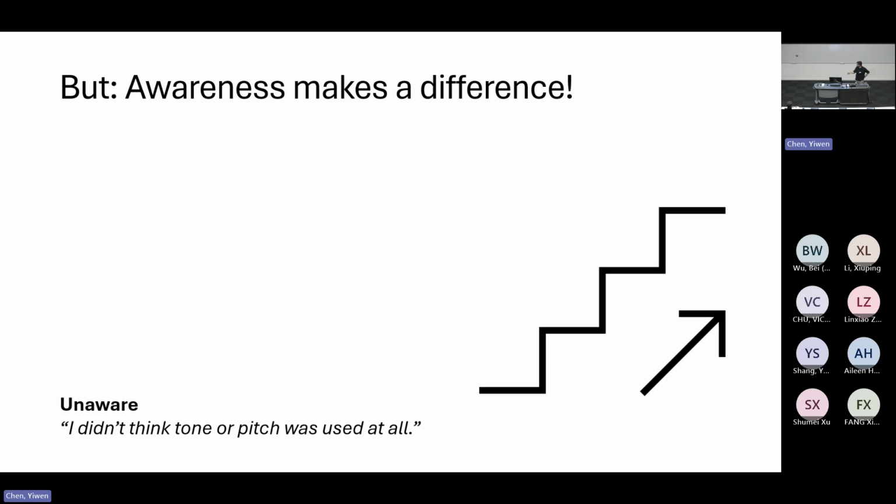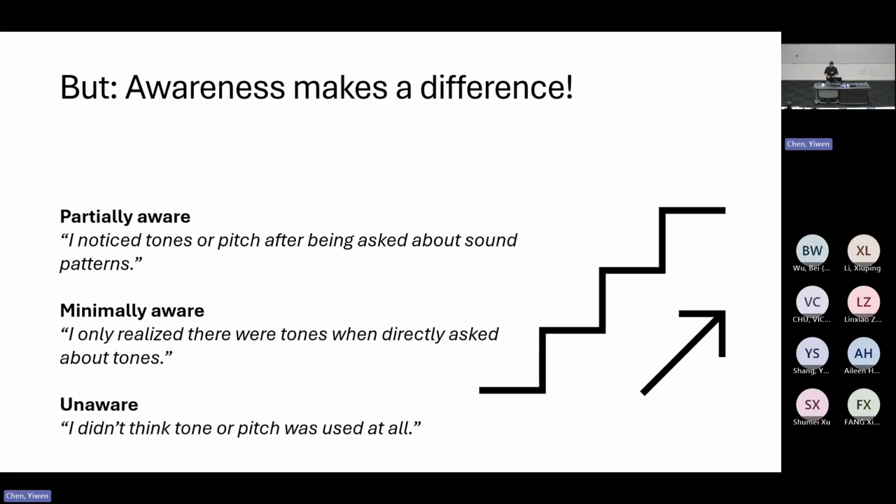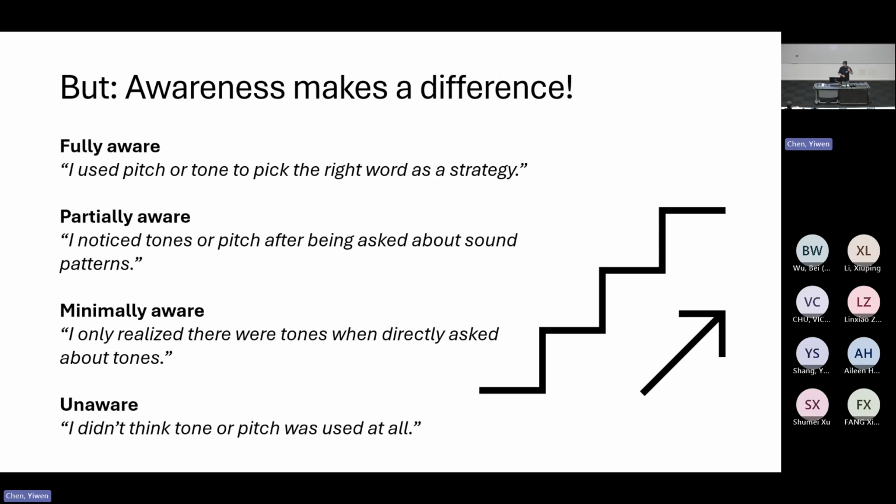And the unaware are people who say things like this: I didn't think tone or pitch was used at all. That's unaware, okay? Minimally aware are people who would say, I only realized there were tones when directly asked about tones. Well, they mention it at the very end when we prompted them, fine. Let's say they're minimally aware, a little bit of awareness. Then you have people who are partially aware, right? I noticed tones or pitch after being asked about sound patterns. And then fully aware, these are people who said, I used pitch or tone to pick the right word as a strategy. So these are people who tell us, hey, yes, I noticed the tones and this is how I made my choices.